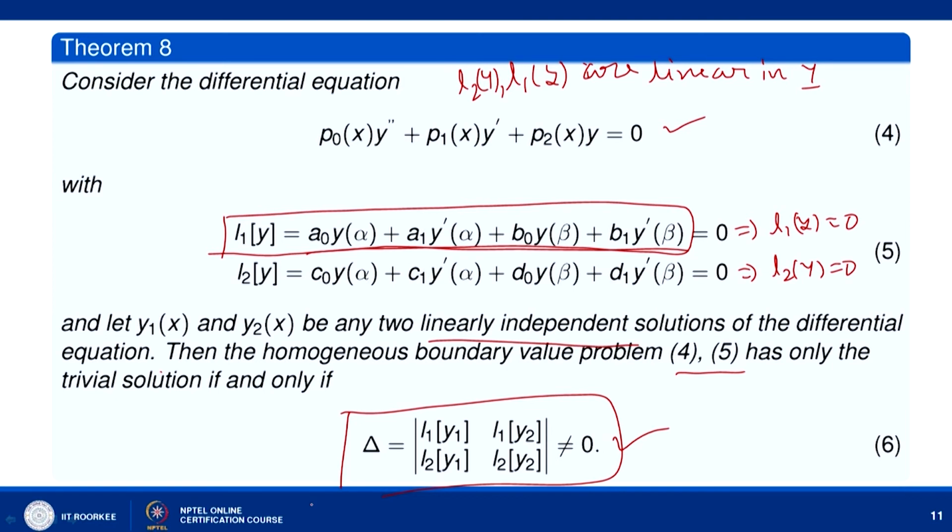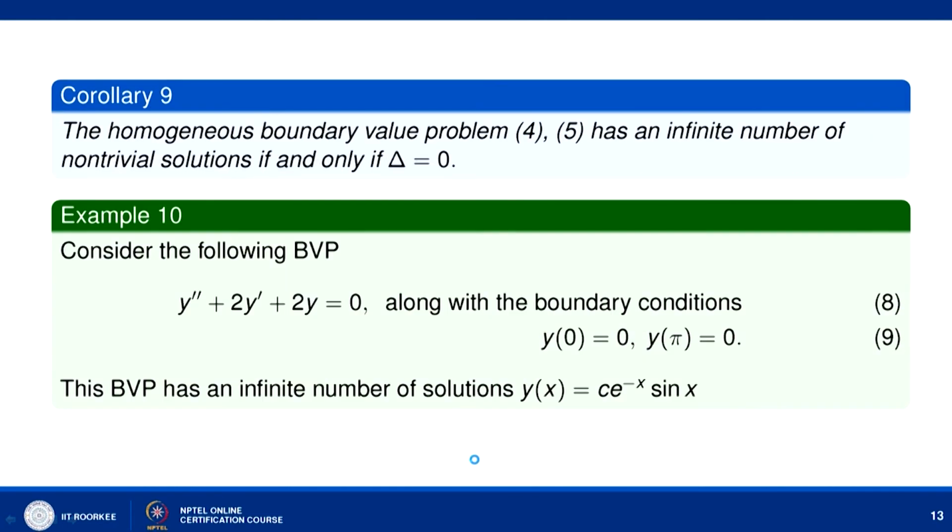So, that is one. If it is 0, then we may have more than one solution. In fact, we may have infinitely many solutions. That is the content of this corollary: the homogeneous boundary value problem has an infinite number of non-trivial solutions if and only if delta is equal to 0. We have just proved one direction; you have to prove the remaining part. So, if delta is 0, then we have infinitely many solutions. If delta is non-zero, then we have only the trivial solution, but it will always have a solution.